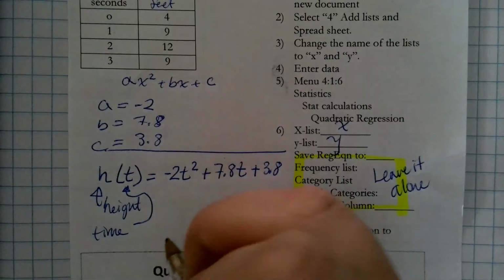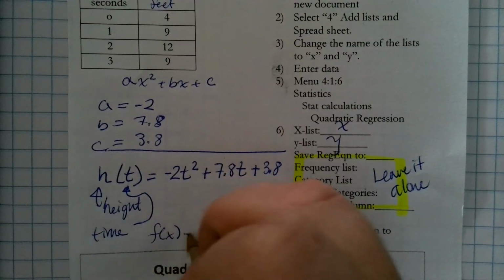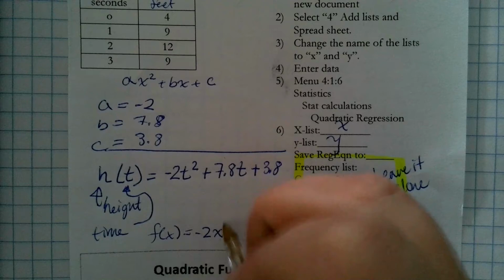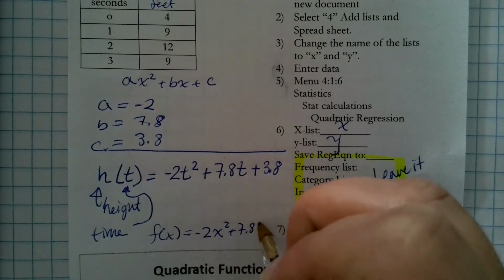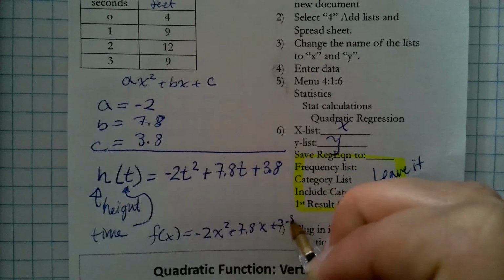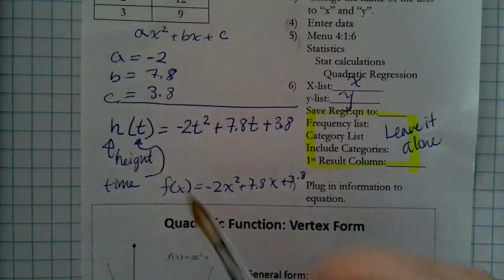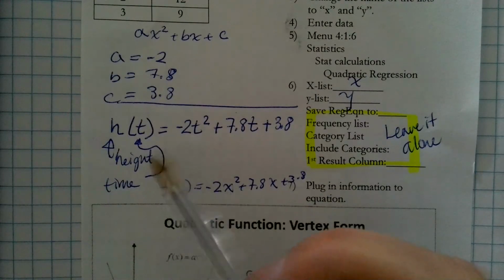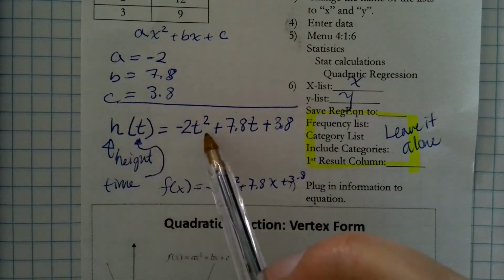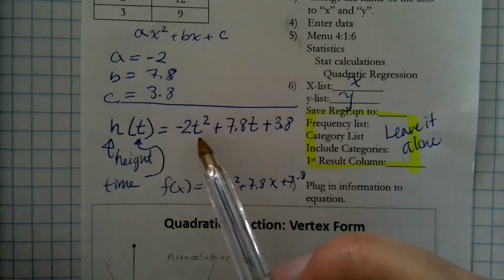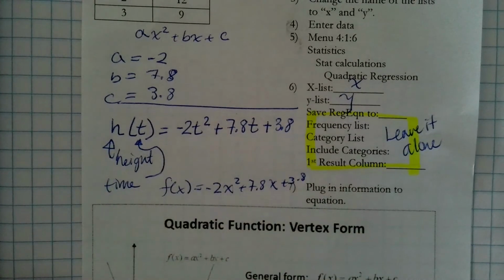If it helps, you could think of it as f of x equals negative 2x squared plus 7.8x plus 3.8. They're the same equation. This is just telling you that it's going to give you a height based off of the time. Does that make sense? Yeah.